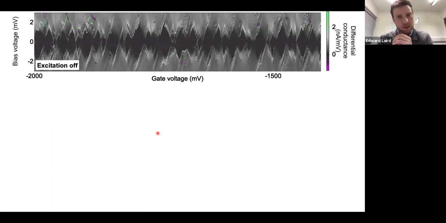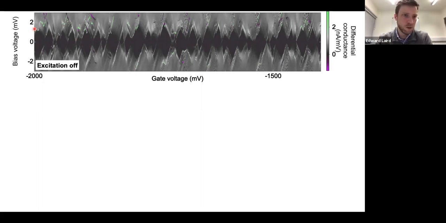The first thing we did to look for that is to not excite the device at all. We're simply doing a standard conductance measurement as a function of the bias voltage, the source drain voltage, that is, on the vertical axis, and the gate voltage on this axis here. And what we see, if we are low bias, is a pattern of the conductance turning on and off, which is exactly what you expect for a single electron transistor, for the reason I told you earlier.